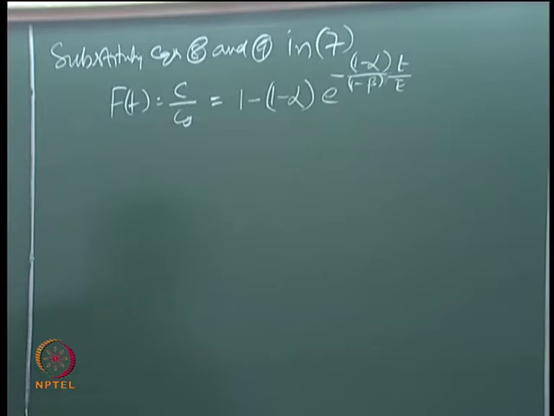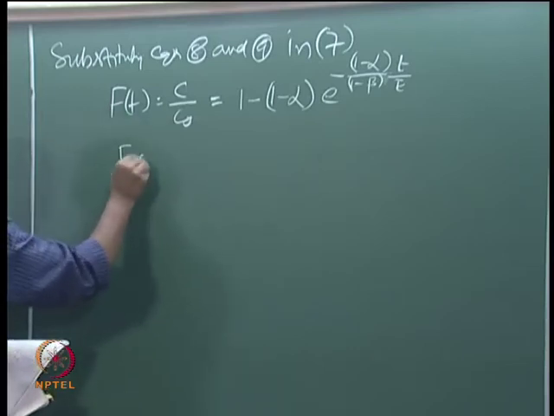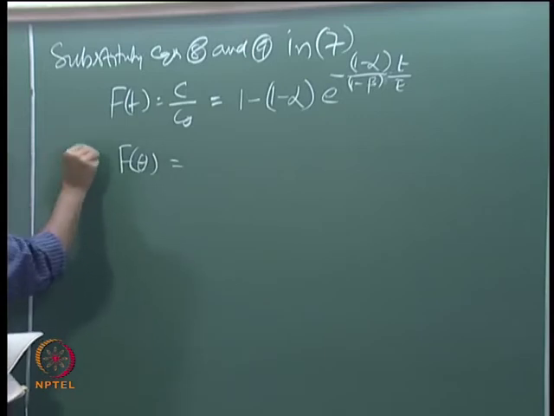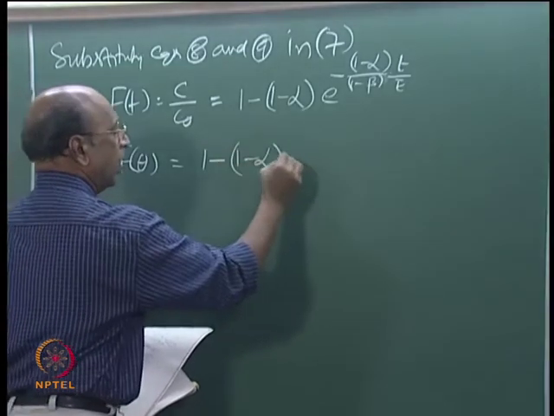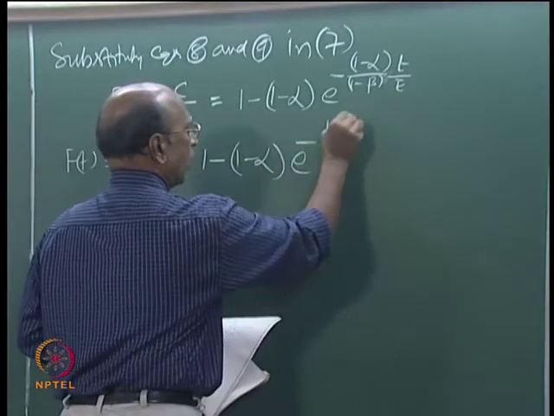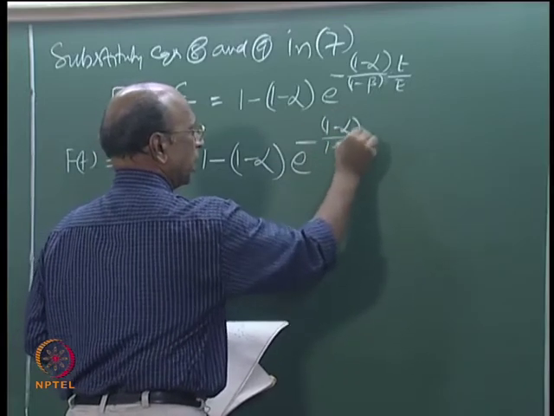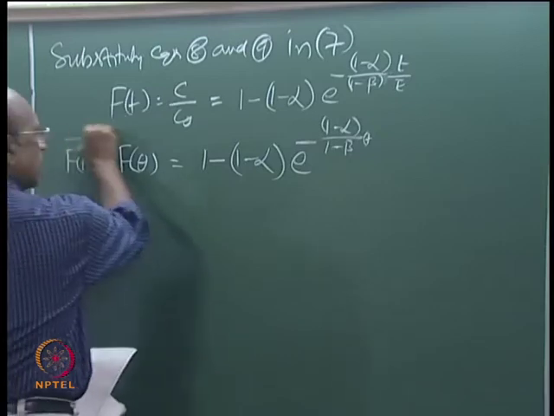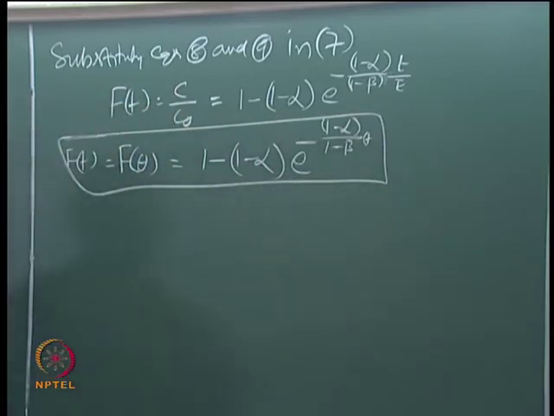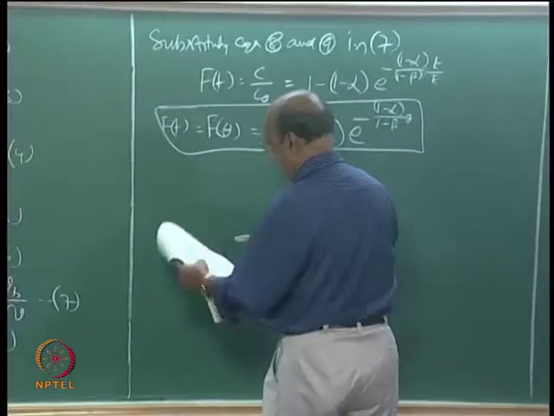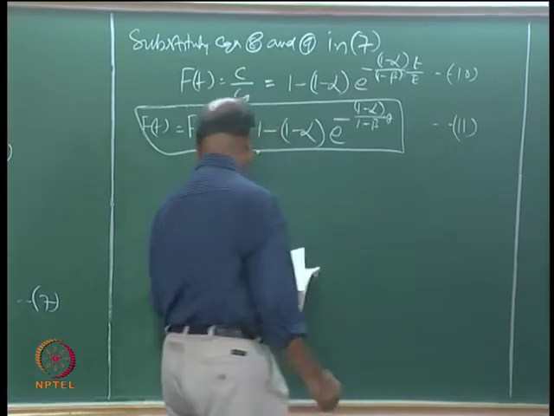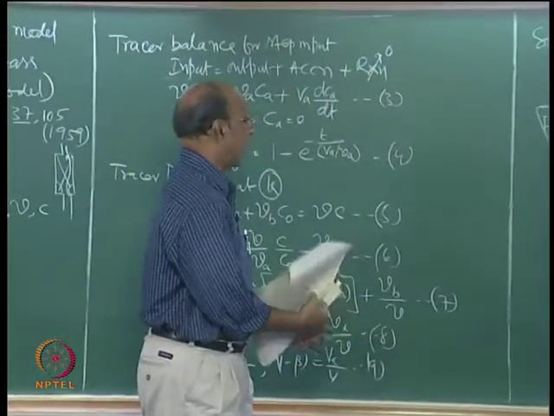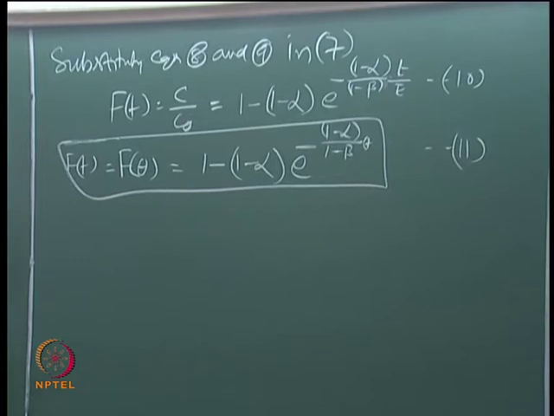That is all. So, I can also write F T equal to F theta. The only thing I have to write here is 1 minus alpha, e power minus (1 minus alpha) by (1 minus beta) times theta. So, that is the equation. This is the equation for F theta in terms of theta. Good. So, this is equation number 9, this is 10, this is 11. Good? Okay.